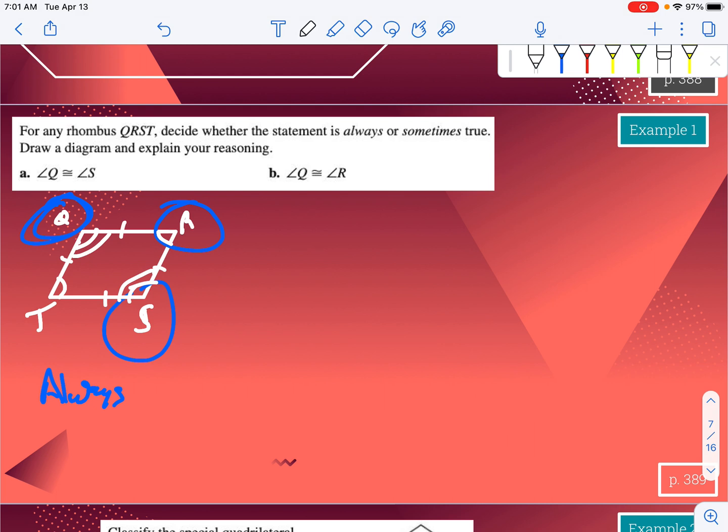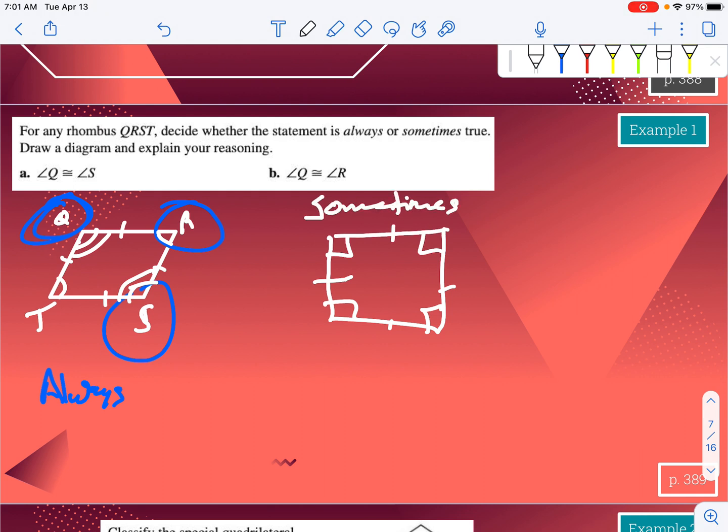Q and R would be sometimes congruent. And what that group pointed out is that if we have a square, then they are congruent in that case. So those diagonals will always be congruent. Sometimes these angles that are right across from each other will be congruent as well.